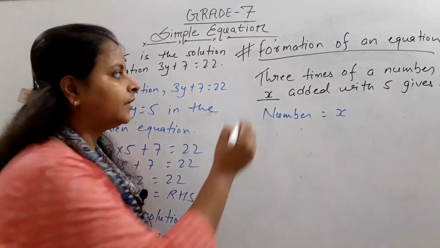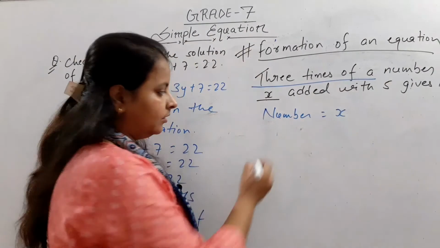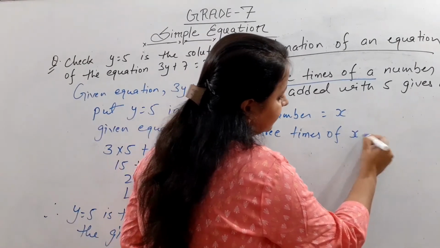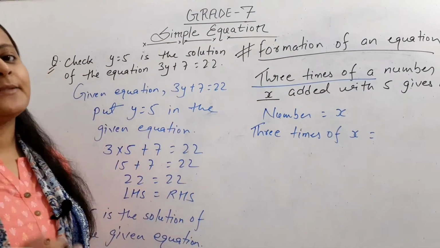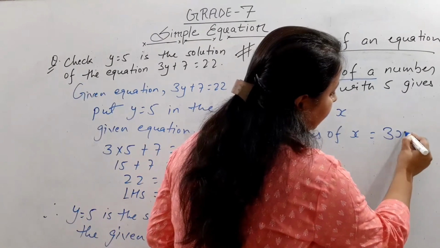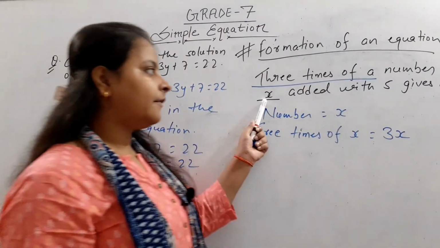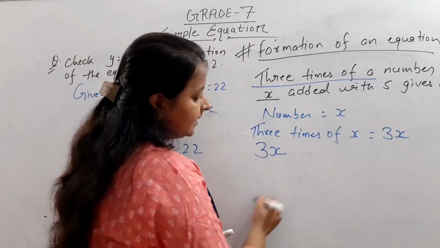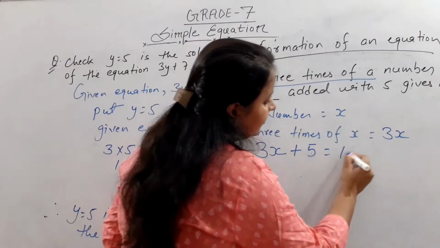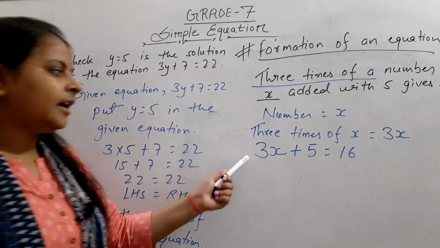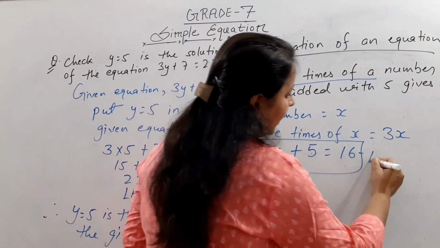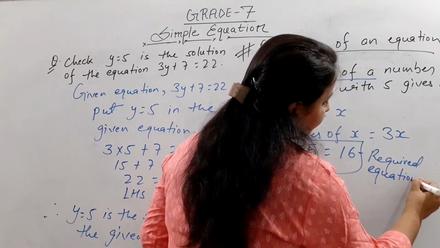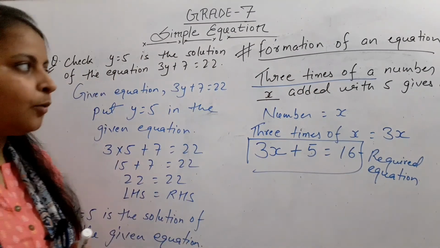Now, what do we find out first? 3 times of a number. 3 times of x, it means x multiplied by 3. We get here 3x. Now, 3 times of x added with 5 gives 16. Okay, so this is the required equation.